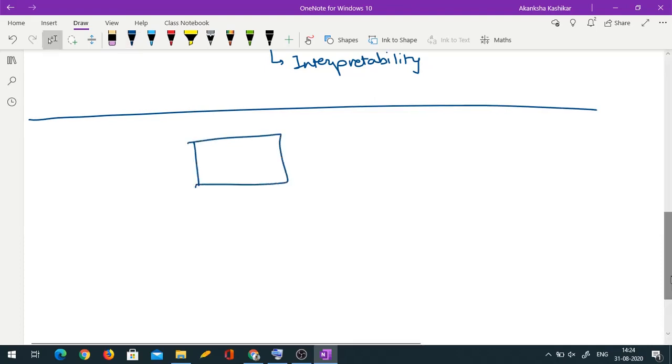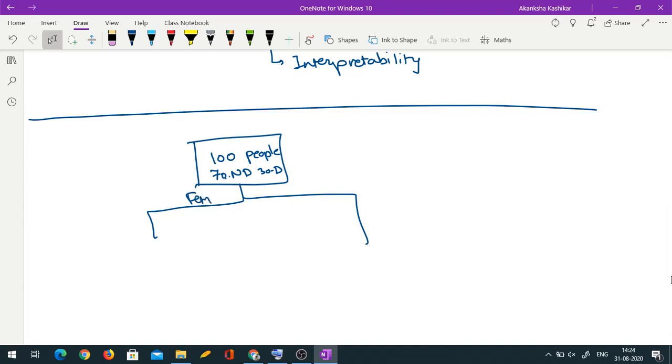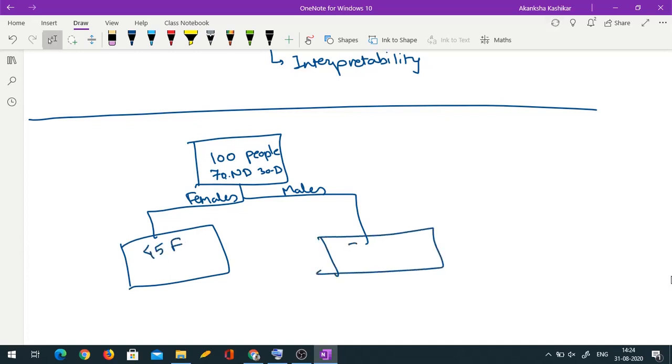Initially I had a root node with 100 people over here. Out of these 100, suppose 70 were non-diabetic and 30 were diabetic. Then I have split on the basis of gender. So females are on the left side, males are on the right side, and we said that we have 45 females and here we have 55 males. Now out of these 45 females, suppose 30 are non-diabetic and 15 are diabetic. Out of 55 males, 40 are non-diabetic and 15 again would be diabetic.